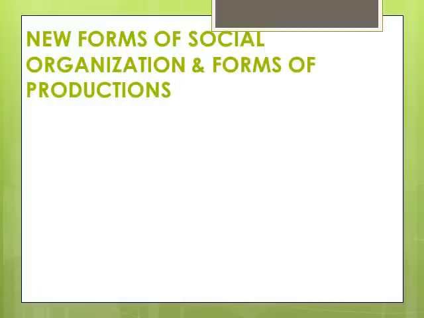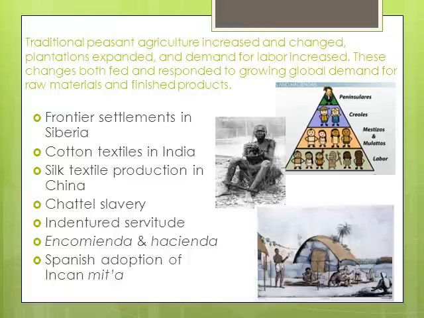We have now the new forms of social organization and forms of production. So we're talking social organization, we're talking triangular systems, we're talking the increase of technology. We see with slavery and with the Europeans now in the Americas, we see peasant agriculture not necessarily increasing in the Americas. We see things like slavery being a thing.